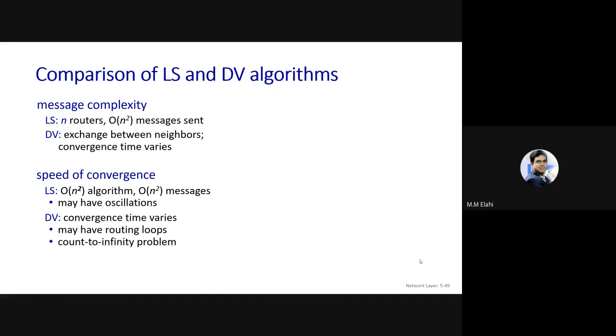And another problem is the count to infinity problem. This is a problem with cost update. If cost suddenly changes, it might take huge time for distance vector. So that is the disadvantage for distance vector.